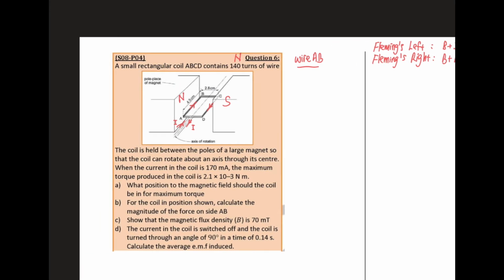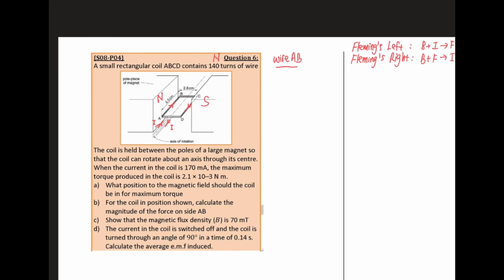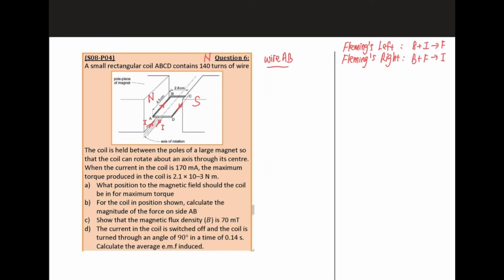So you have to think whether the current is induced or the current is provided by the battery or by the power source. So you have to determine based on that, whether the current is induced because of the force or it is provided by the power source or the battery.